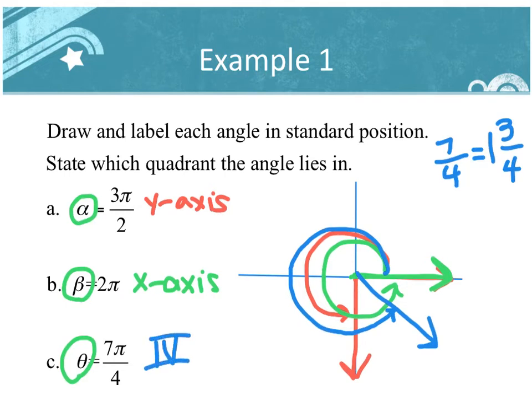So if it is not a number you recognize right off the top, I would put it in mixed number format, and then figure out whether it falls between 0.5 and 1, 1 and 1.5, or 1.5 and 2. That's going to place you in whichever quadrant it's supposed to be. Questions so far?